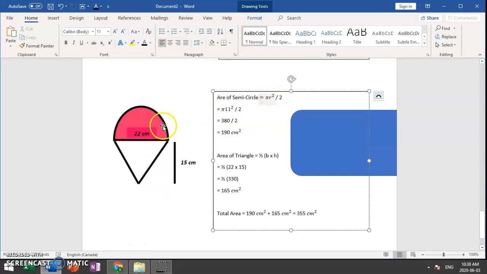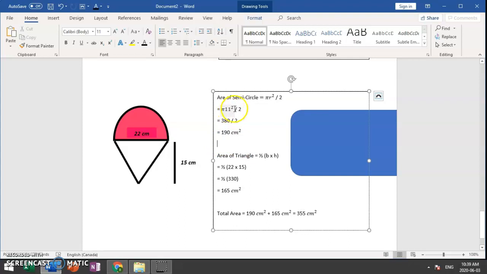R is radius. What's our radius? Well, across the entire ice cream is 22 centimeters. That'd be our diameter, right? Radius is half of that. So what's half of 22? 11. So put 11 in and do the math. 11 times 11 first, because it's the exponent, right? Times that by pi, you get 380. And then divide that by 2, 190 centimeters squared.